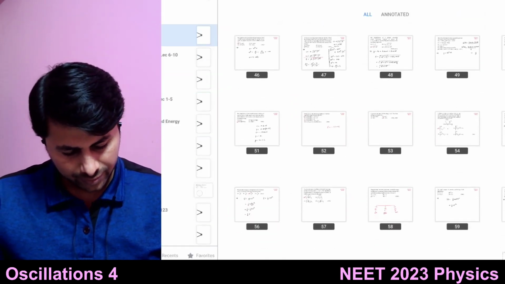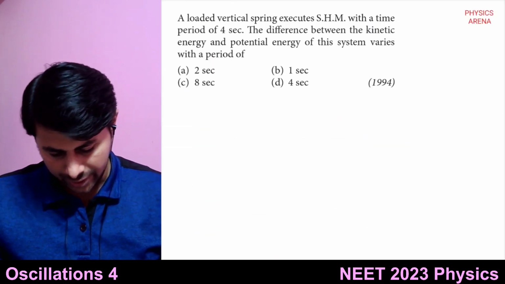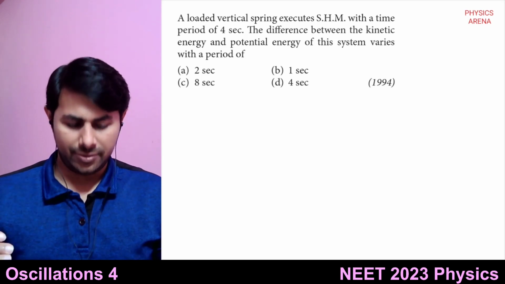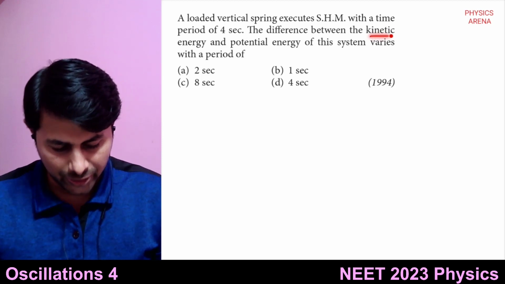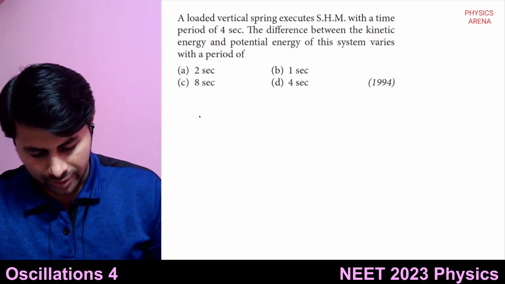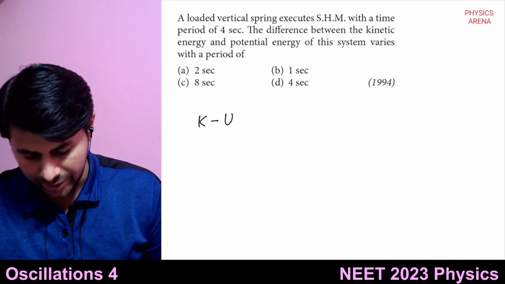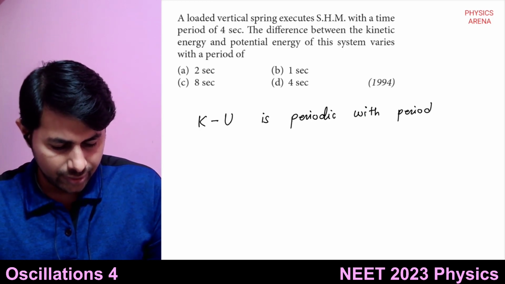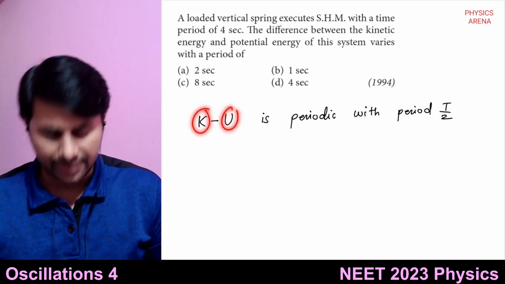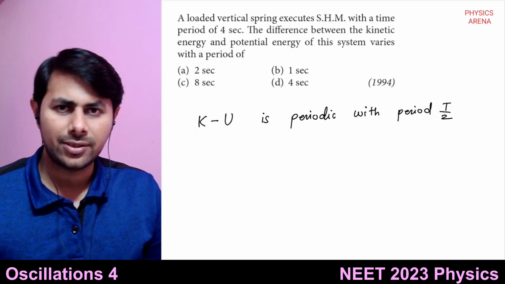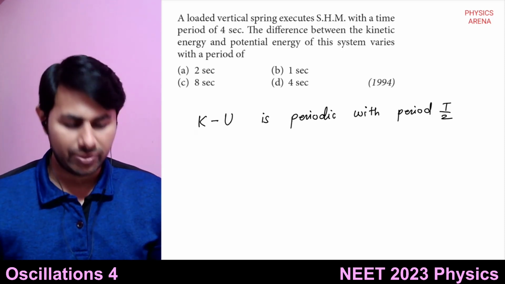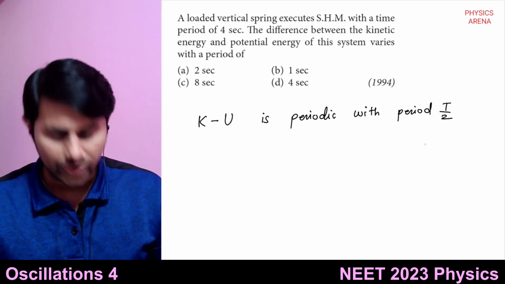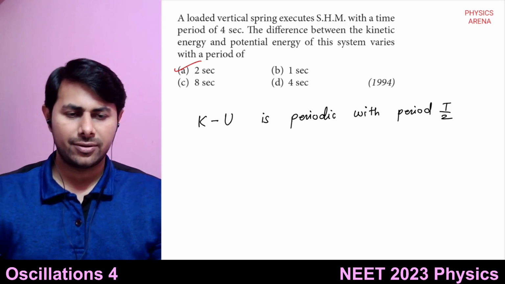And that's why here the time period was 4 seconds. Okay, the time period of SHM is 4 seconds. So for the difference between potential energy and kinetic energy, this function K minus U is also a periodic function, periodic with period T by 2, because both of these are separately periodic with period T by 2. So even if you take the difference, the period will be the same. And that's why the answer is what? T is 4, so it is 4 divided by 2, 2 seconds, option A. Let's see the next question.